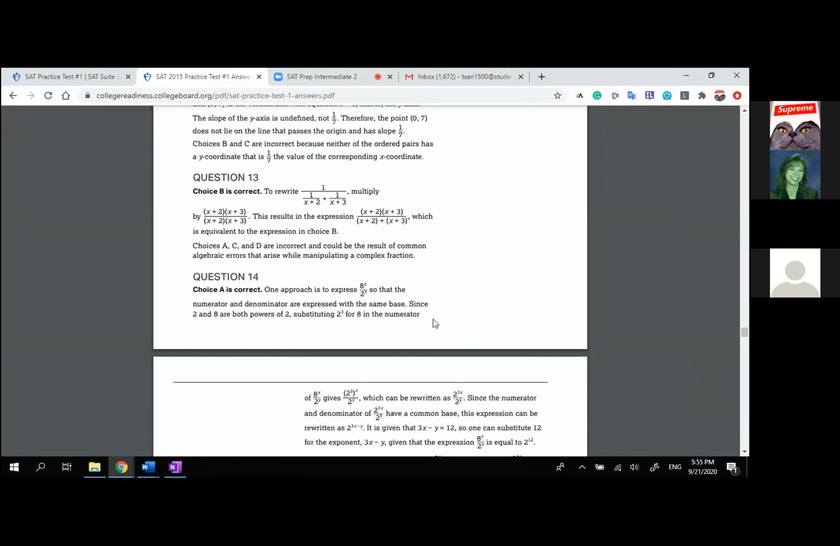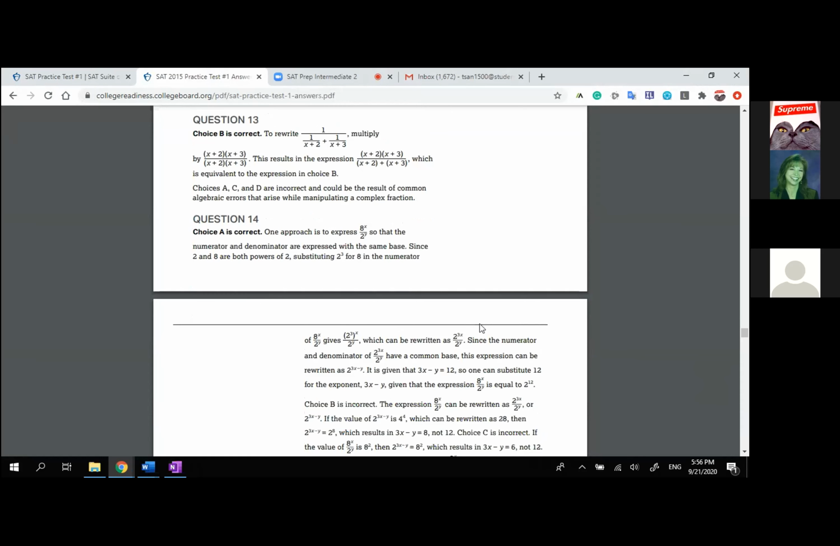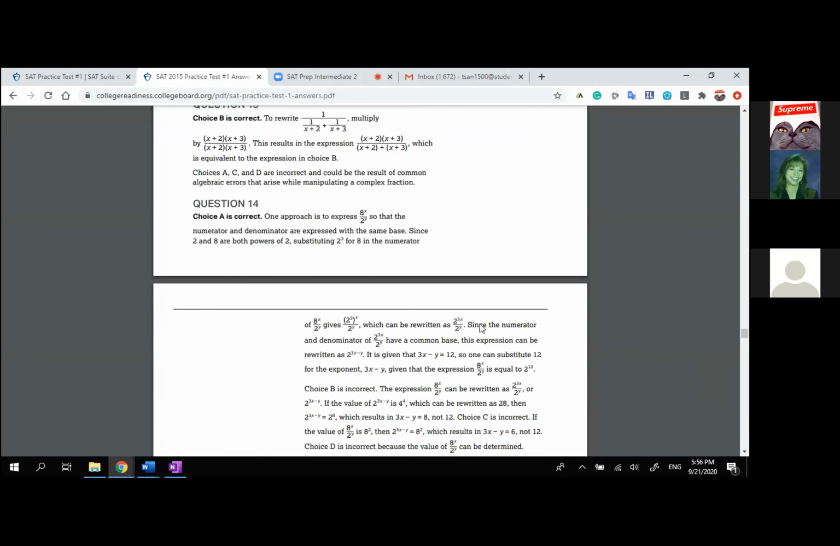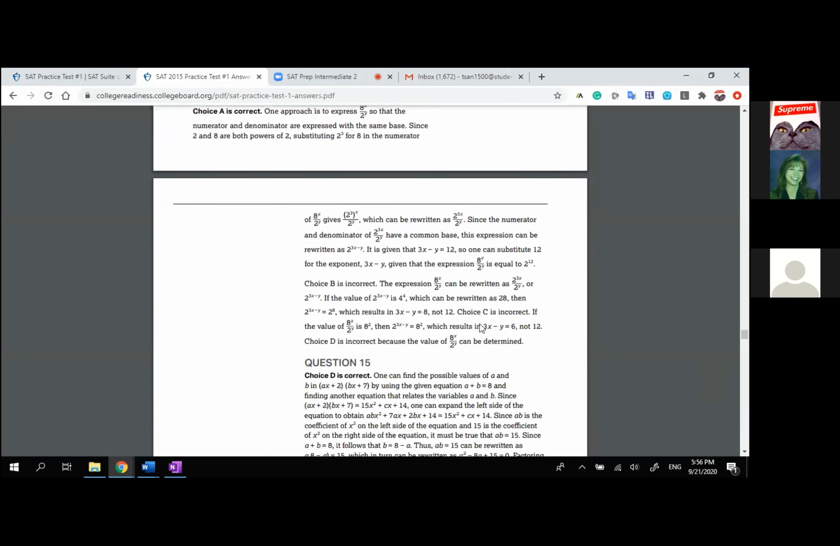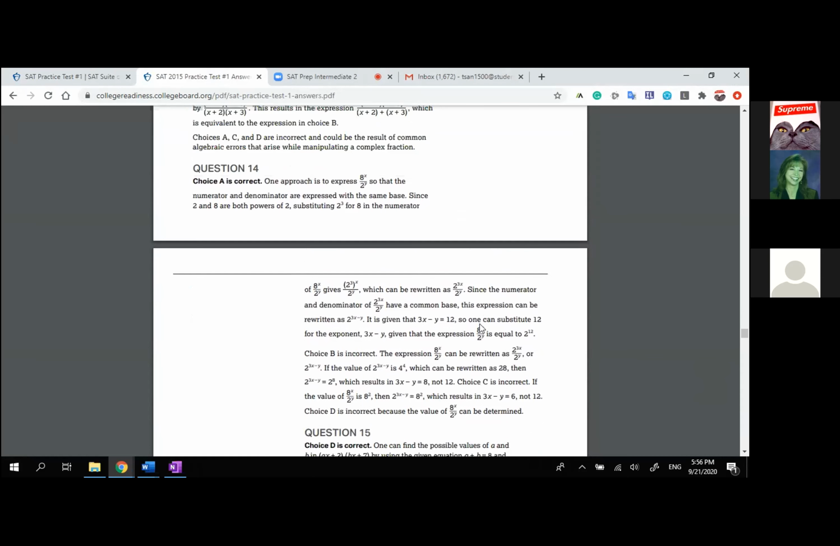Numerator and denominator, same base. Okay. Well, this is a pretty long-winded explanation of it.